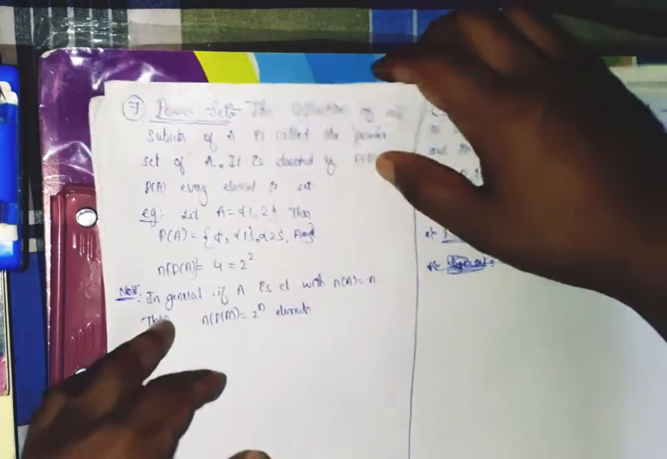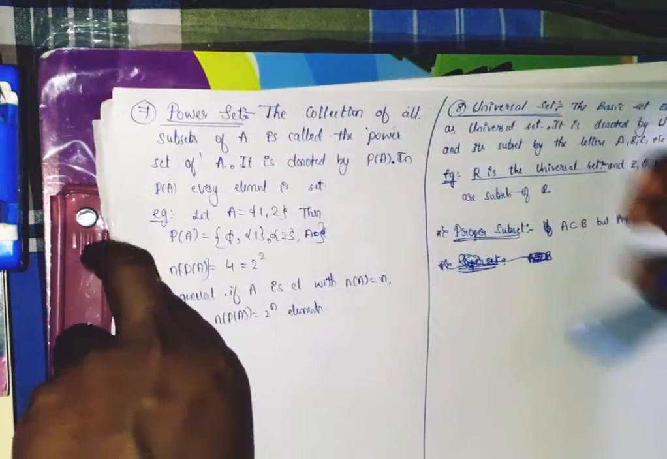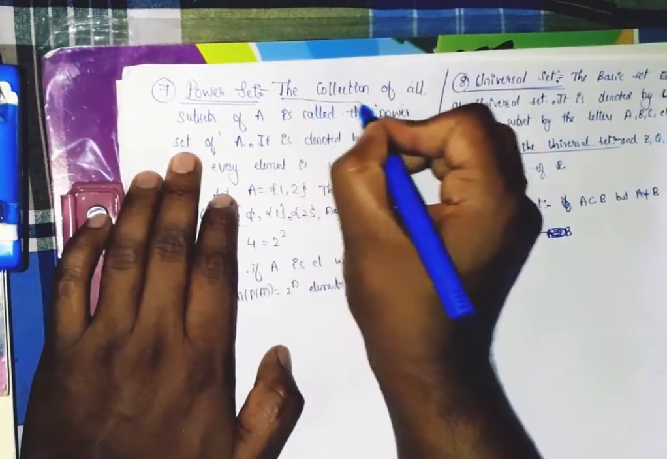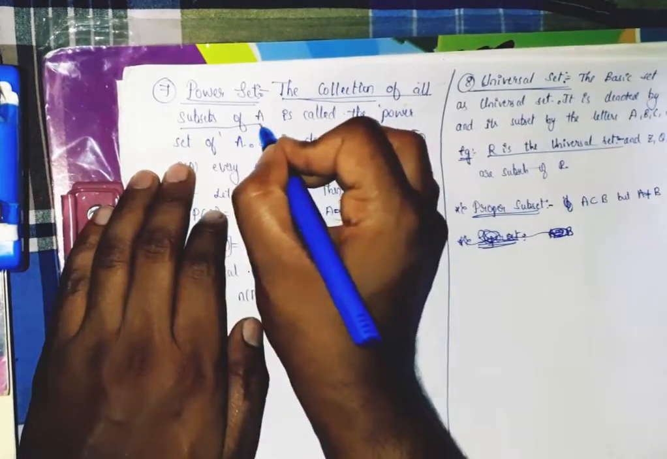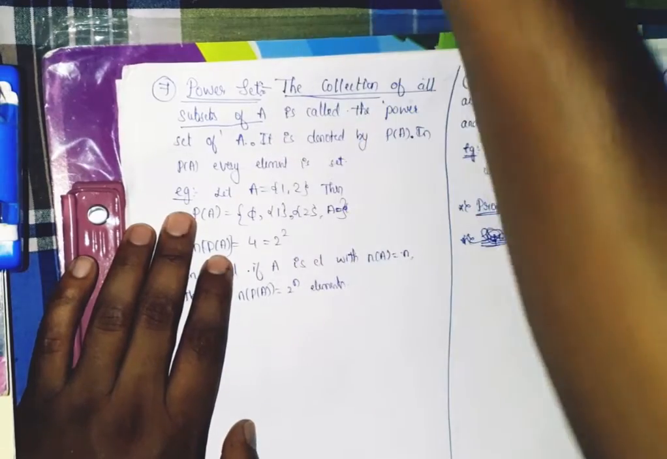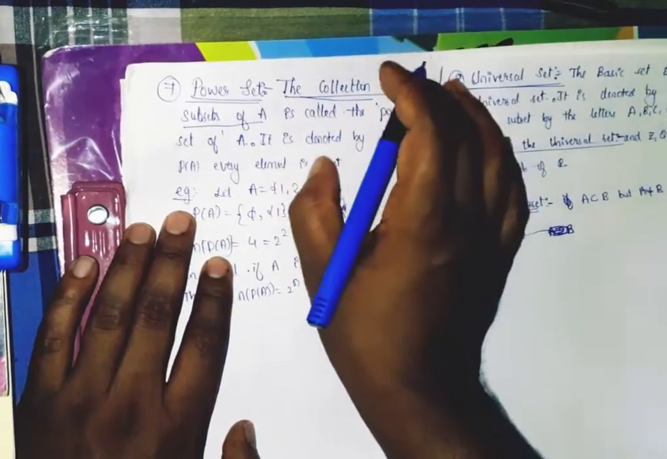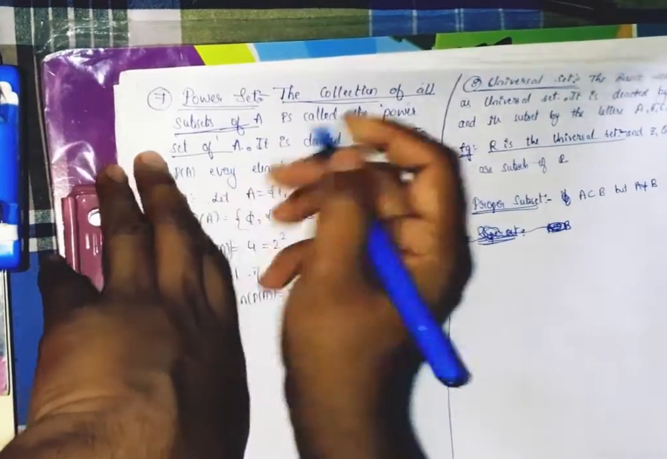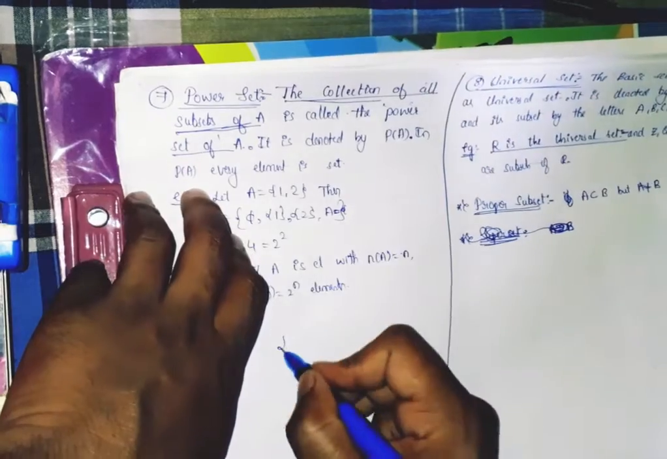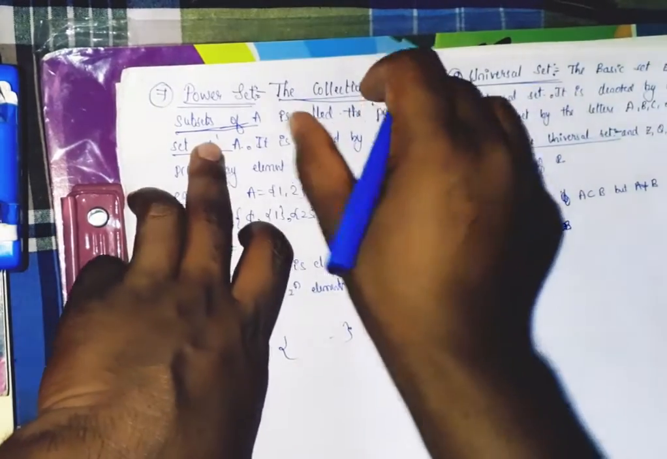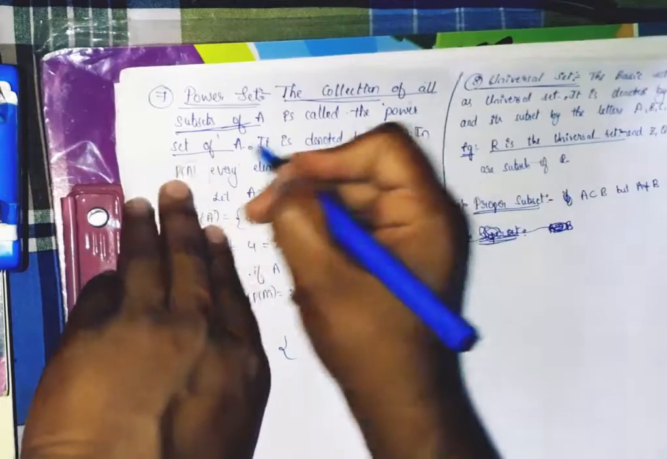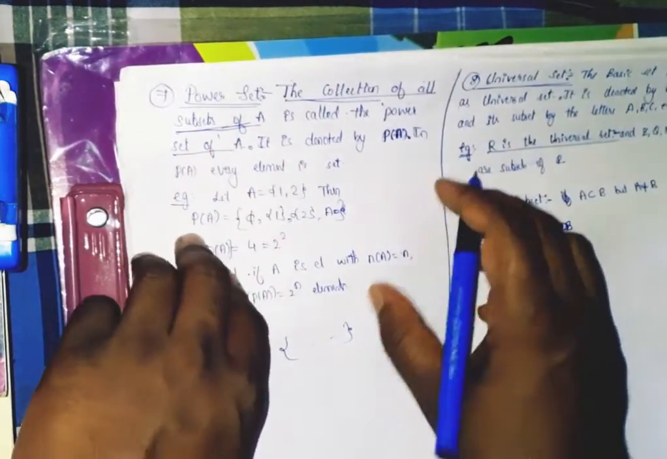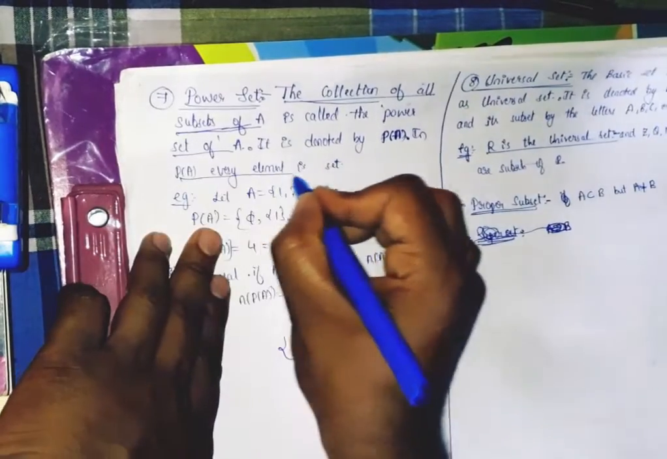Okay, next we are going to study about the power set. So the power set is a collection of all subsets of A. We have just studied the subsets. So here the collection of all the subsets of A is called the power set of A. The collection of all the sets including A is called a power set of A, and it is denoted by P of A.